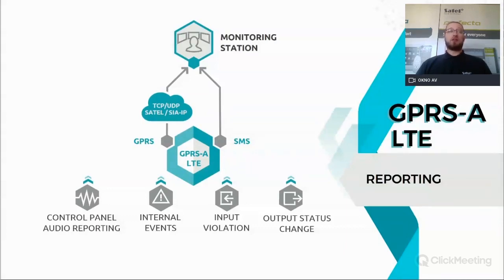So you can use this as the control panel audio reporting, because old panels can connect to the GPRS-A and be able to send information by the telephone line to the GPRS-A, and from the GPRS-A to the monitoring station, you can use SMS or GPRS. It will convert the medium of the communication. Of course, any kind of internal events from the GPRS, violation of the zones, and output status change can also be reported to the monitoring station.